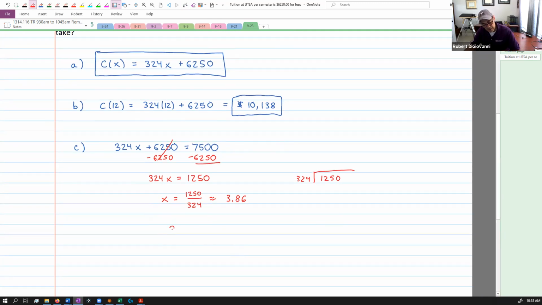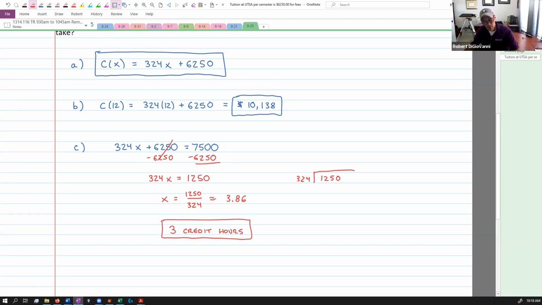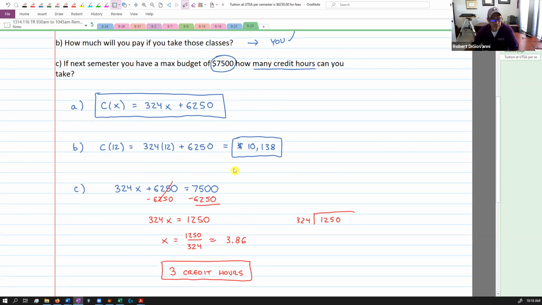So your answer would be 3 credit hours, which is usually, I mean, that's kind of like 1 class, isn't it? Most classes are 3 credit hours. Some are 4, but most are 3. The standard is 3. Okay. Does that all kind of make sense? Any questions on this?